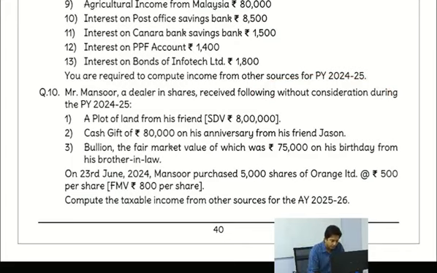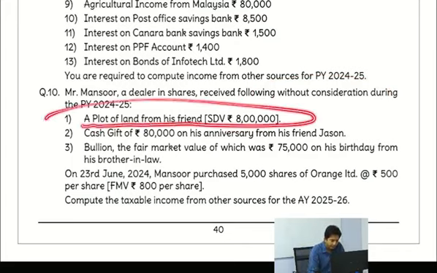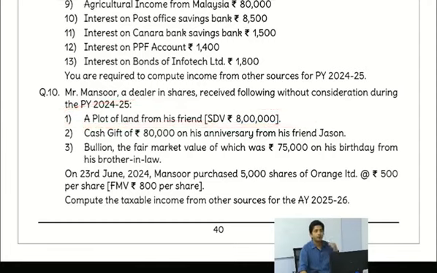In that, first is plot of land. Tell me, plot of land is immovable property, right? So here do you have to do aggregate or independent? Independent. Per property. So it is per property and it is greater than 50,000. Fully taxable. See, do I have to wait for other points? No, because it is per property. And this property is more than 50,000, so taxable.